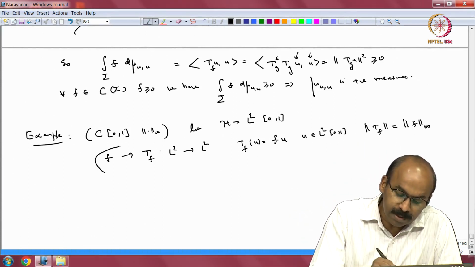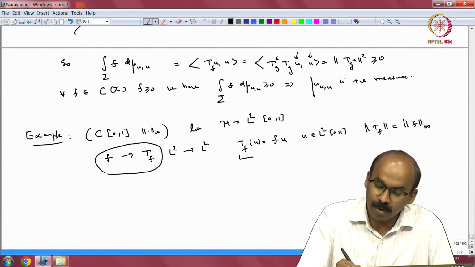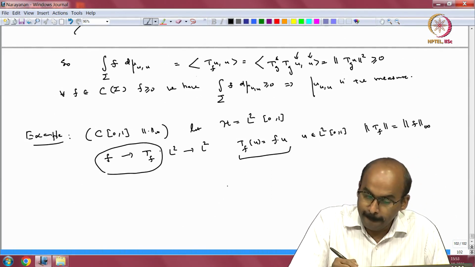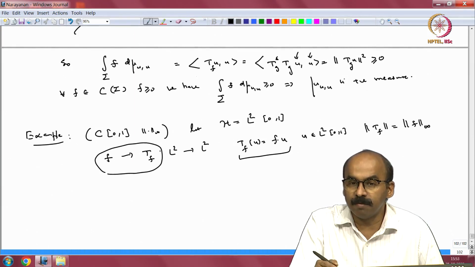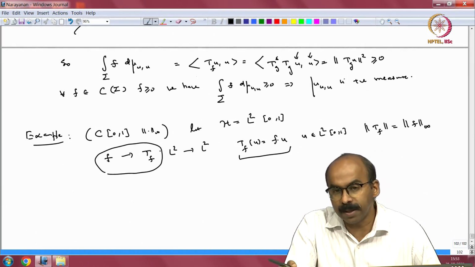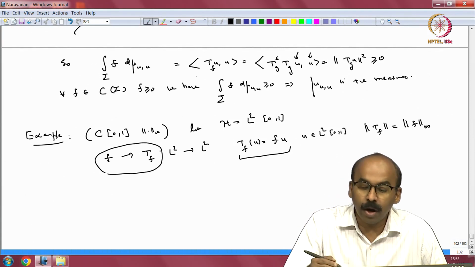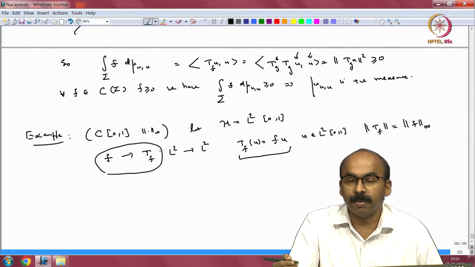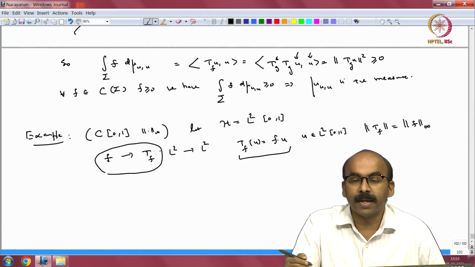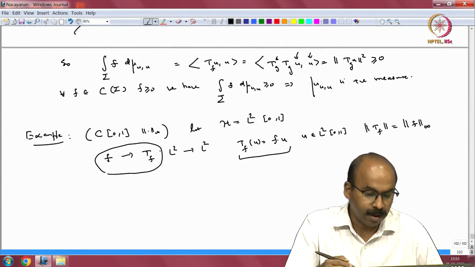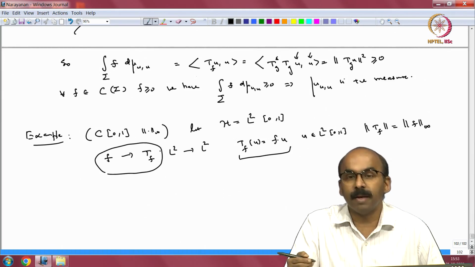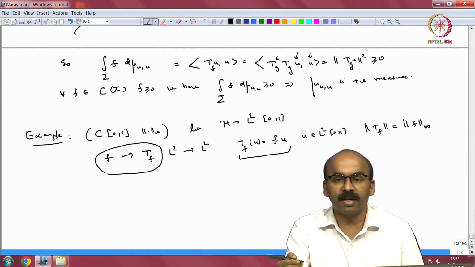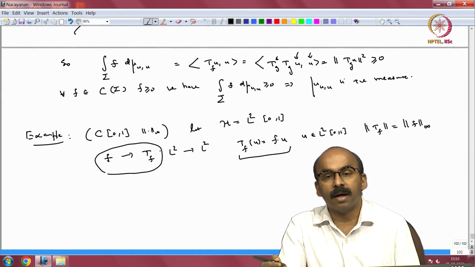And this map respects the structure. If I look at this as a multiplication operator, it is an isometric isomorphism. It is linear, because f plus g corresponds to multiplication by f plus g, which is multiplication by f plus multiplication by g. The adjoint of a multiplication operator is multiplication by the complex conjugate. So T f star will be multiplication by f bar, and f g will go to multiplication by f and multiplication by g, which is T f T g, and so on. So it is a star isometric isomorphism, just like what happened in the case of a C star algebra.